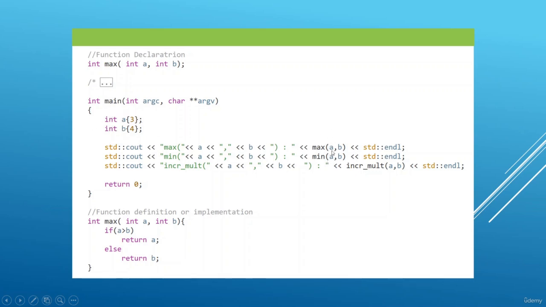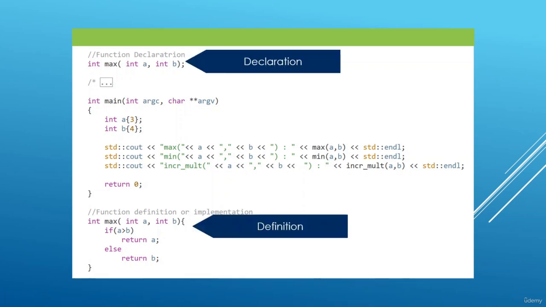We can also set up a minimum function which works in a similar way. And we call another function called incremult, which is going to increment and multiply whatever arguments we pass to this function. So the main idea here is that we can split our function in two parts. One is going to be the function header, which is really going to be the function declaration. And the other is going to be the function body with all the details about how the function works. And that's going to be our function definition. And once we have these two things in place, we can call the function in our main function and do whatever we want with it.